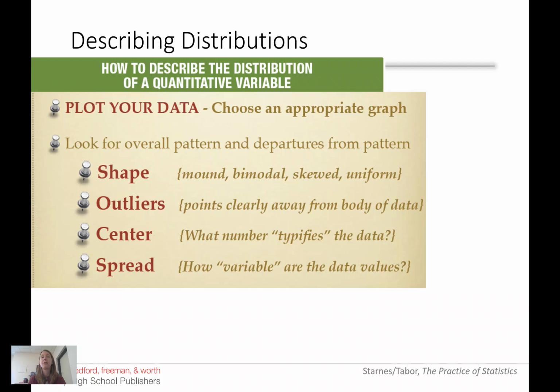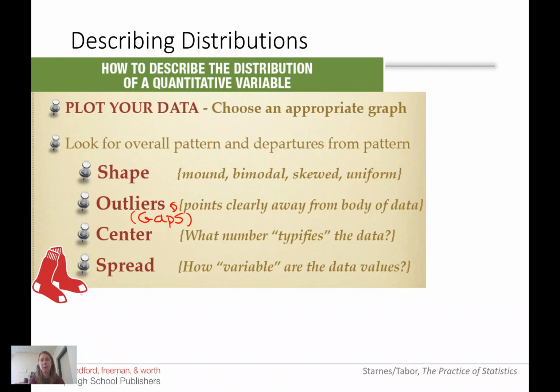All right, so describing distributions, I like to use a little mnemonic called SOCKS. Whenever we're describing a distribution, we want to talk about shape, outliers, and we also want to add in gaps. They kind of go with the outliers, but it doesn't fit the acronym nicely. Then we have center and spread. So shape: is it symmetric? Is it skewed left or right?